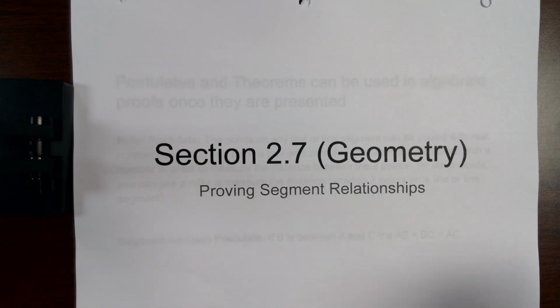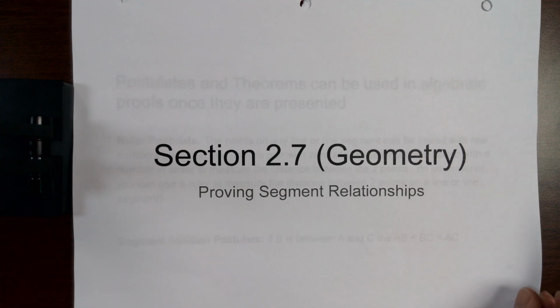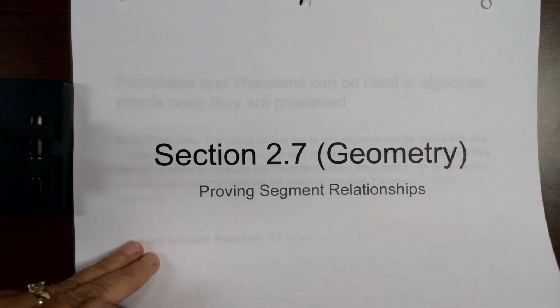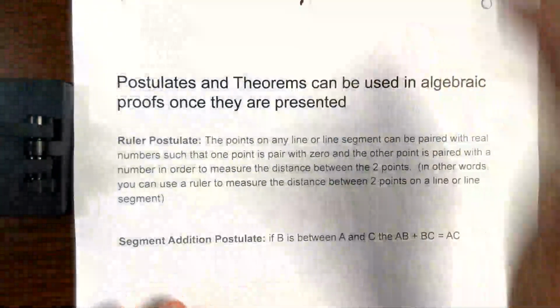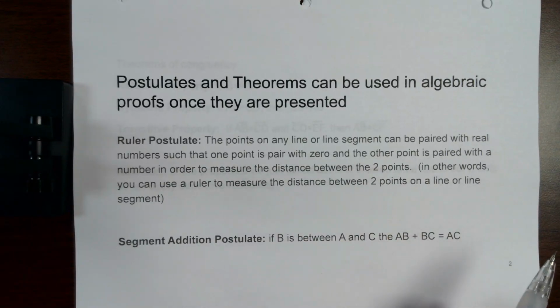Section 2.7 has to do with proving segment relationships. We're going to learn more theorems and postulates that we can do more proofs with. The more proofs you do, the better you get at it. So postulates and theorems that can be used in algebraic or geometric proofs once they are presented.